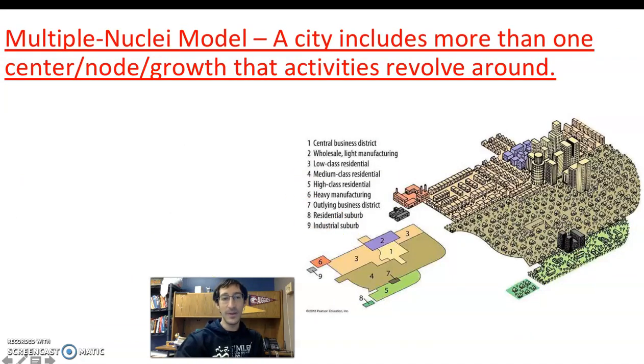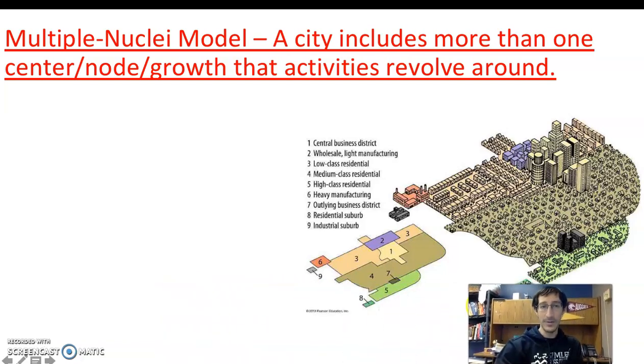So then we get the final one, the multiple nuclei model. A city that includes more than just one center or nodal area or growth pole that activities revolve around. Because remember, we've talked about the fact that many urban locations, while they offer a variety of services and types of jobs, typically focus on a few different types of industries that they're really concentrated in an urban area. Again, that connects back to the rank size model and the location of where you're going to find these things and how that clusters specific talent pools around the country.